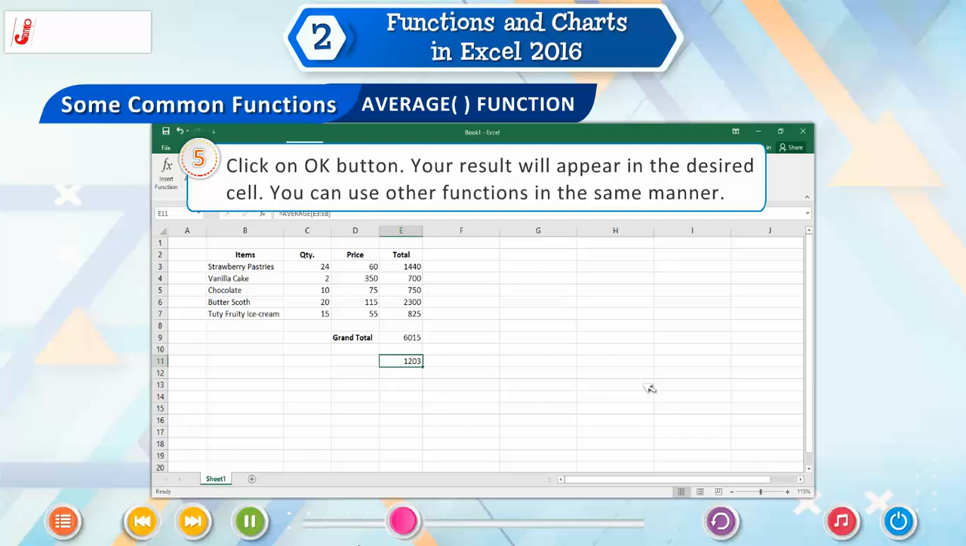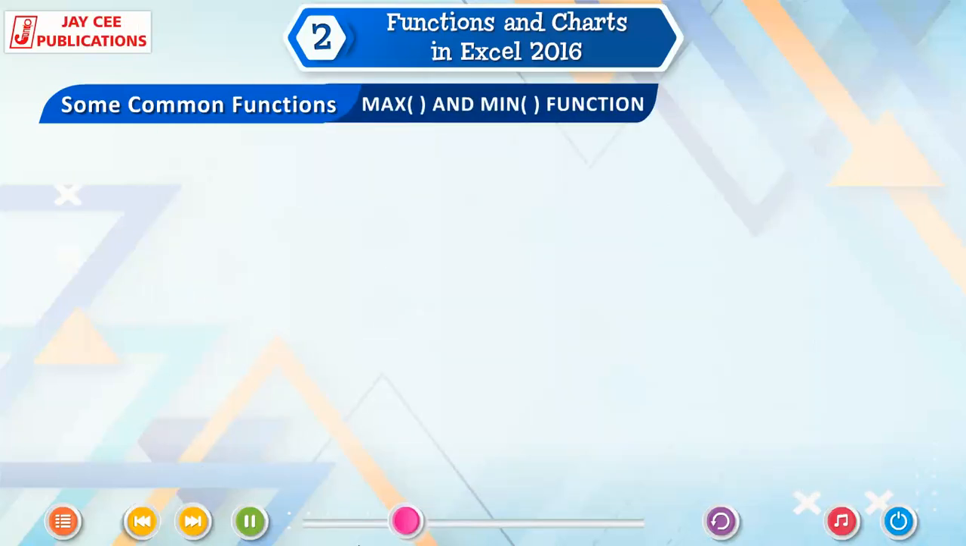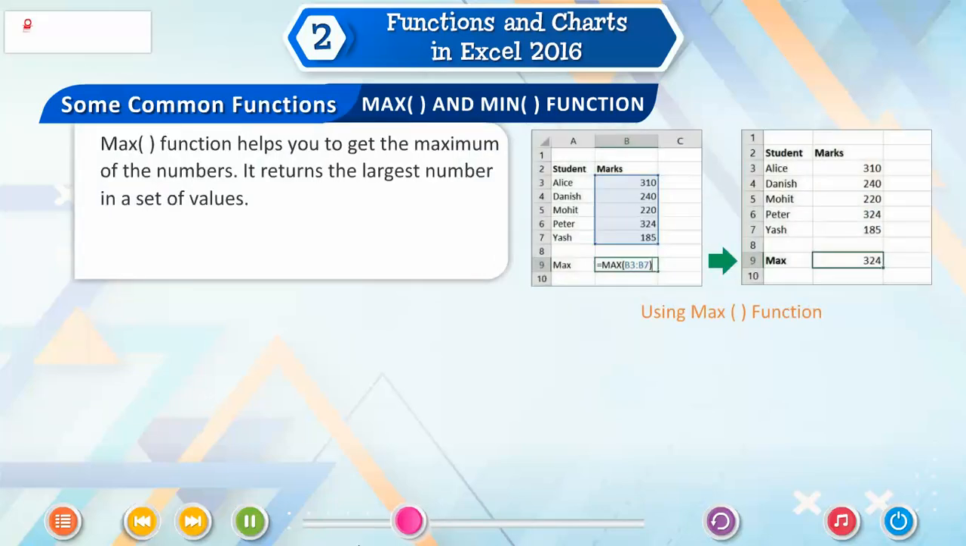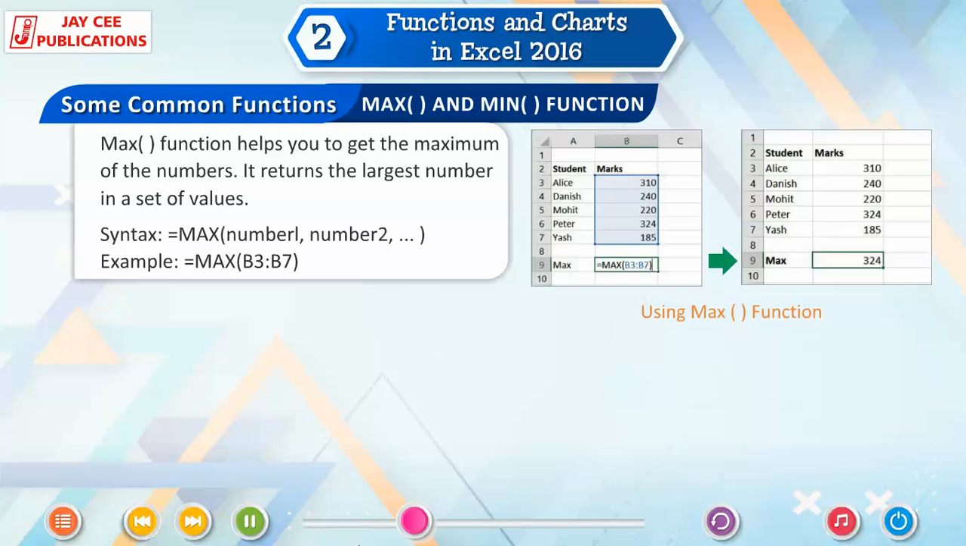You can use other functions in the same manner. Maximum and minimum function. Max function helps you to get the maximum of the numbers. It returns the largest number in a set of values. Syntax is equal to max, parentheses, number 1, number 2, and so on. Example is equal to max, parentheses, B3 colon B7.